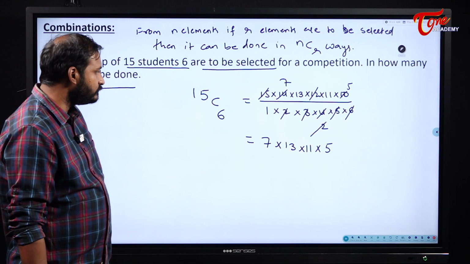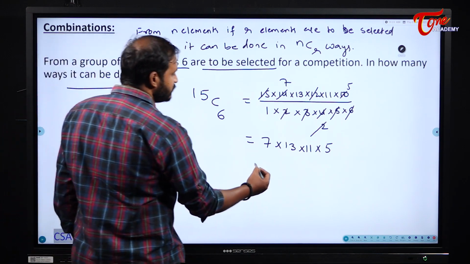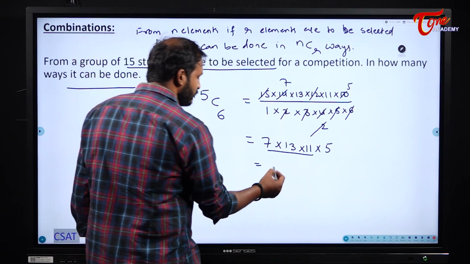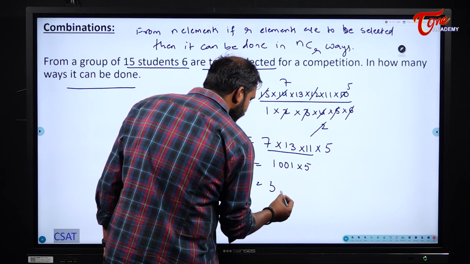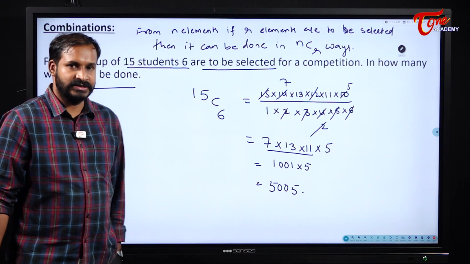Okay. 7 into 13 into 11 into 5. So what will you get as this value? 7 into 13 into 11 is one of the most frequently asked things. It is 1001, and 1001 into 5 is 5005. So you can do that in 5005 ways.